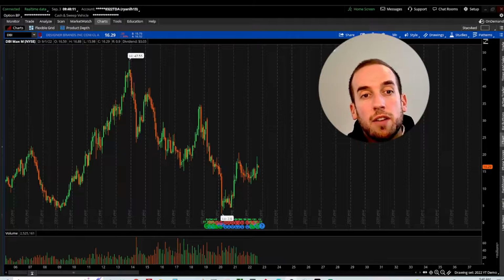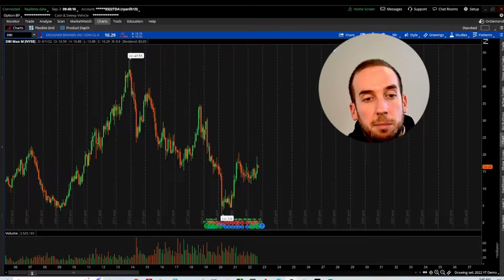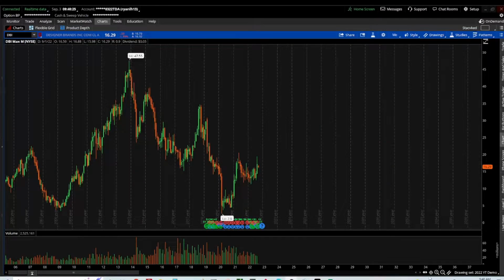I'm going to go ahead and go off camera, and we're just going to start drawing some supports and resistances. Just finding a lot of trend line, seeing where things connect in terms of support and resistance. So I'm just going to hide myself and let's dive right in.